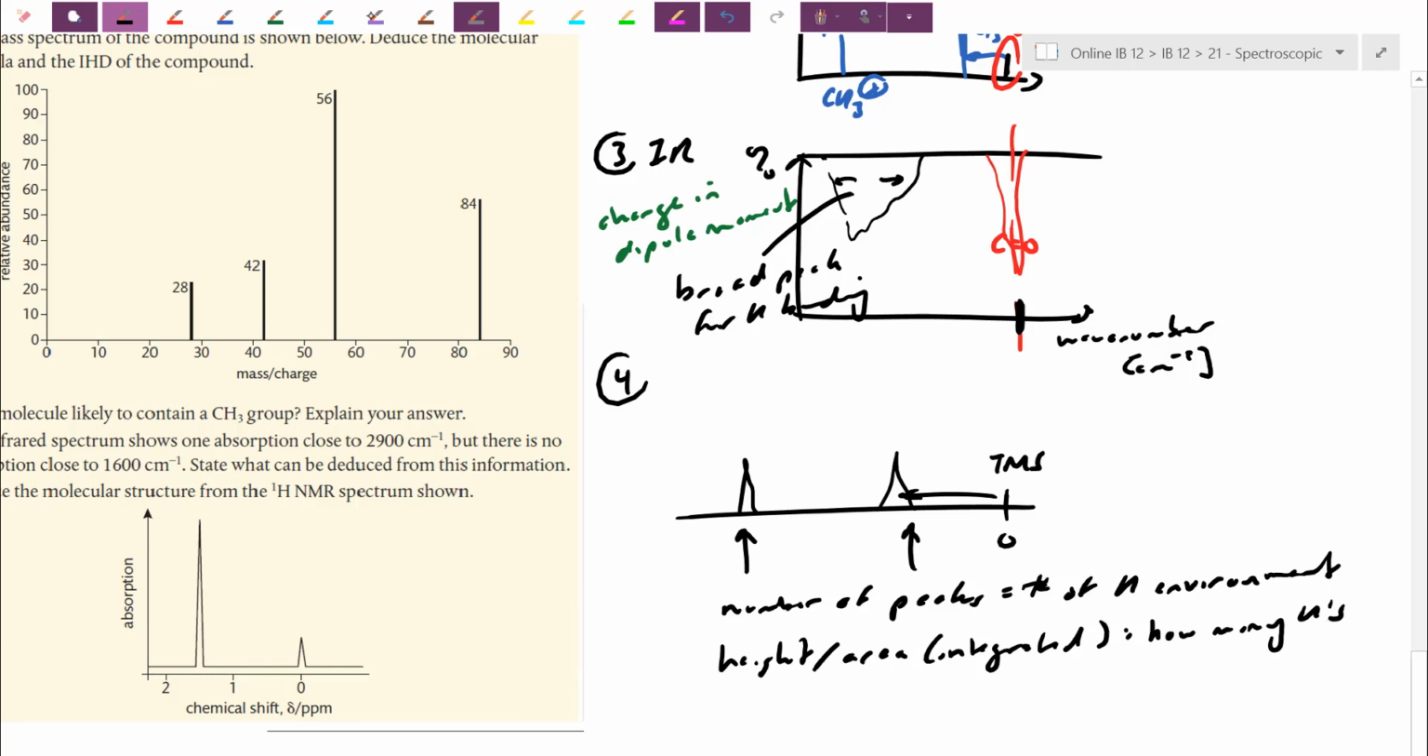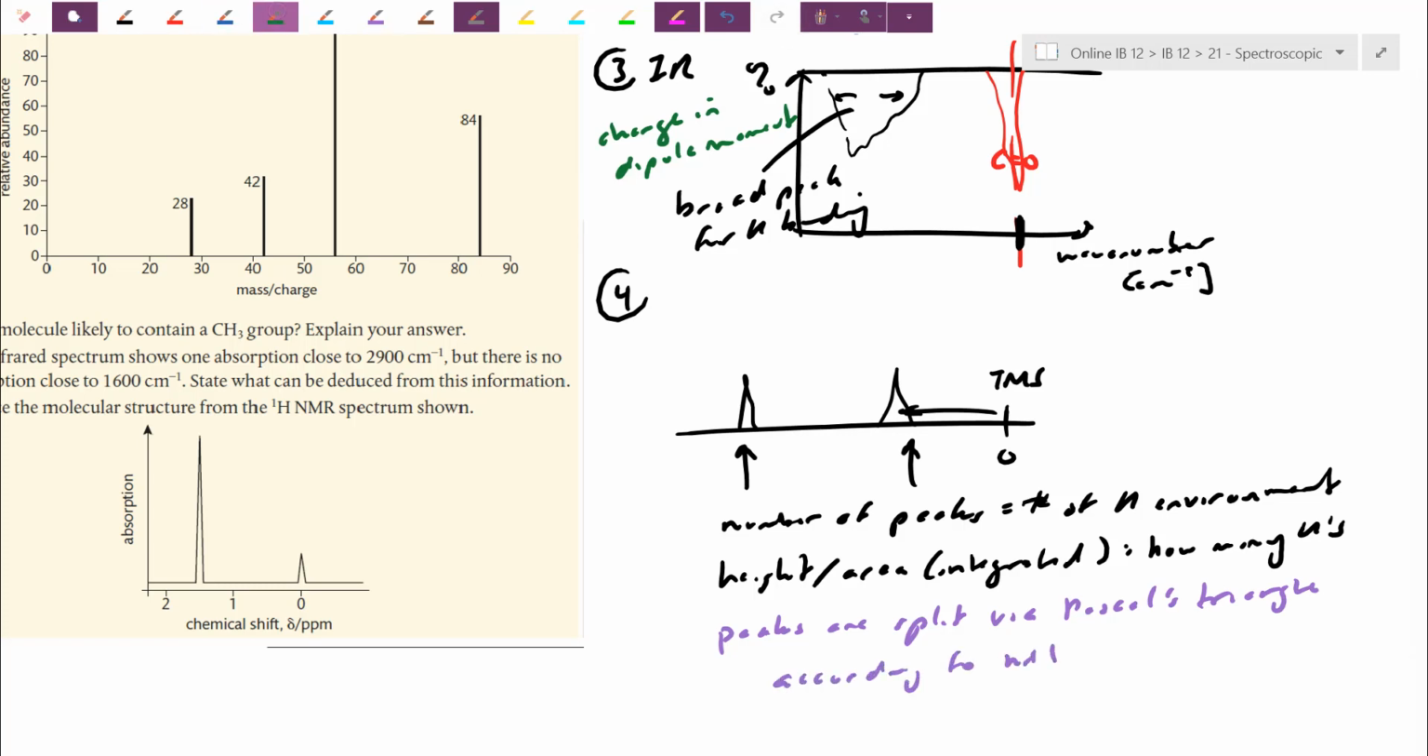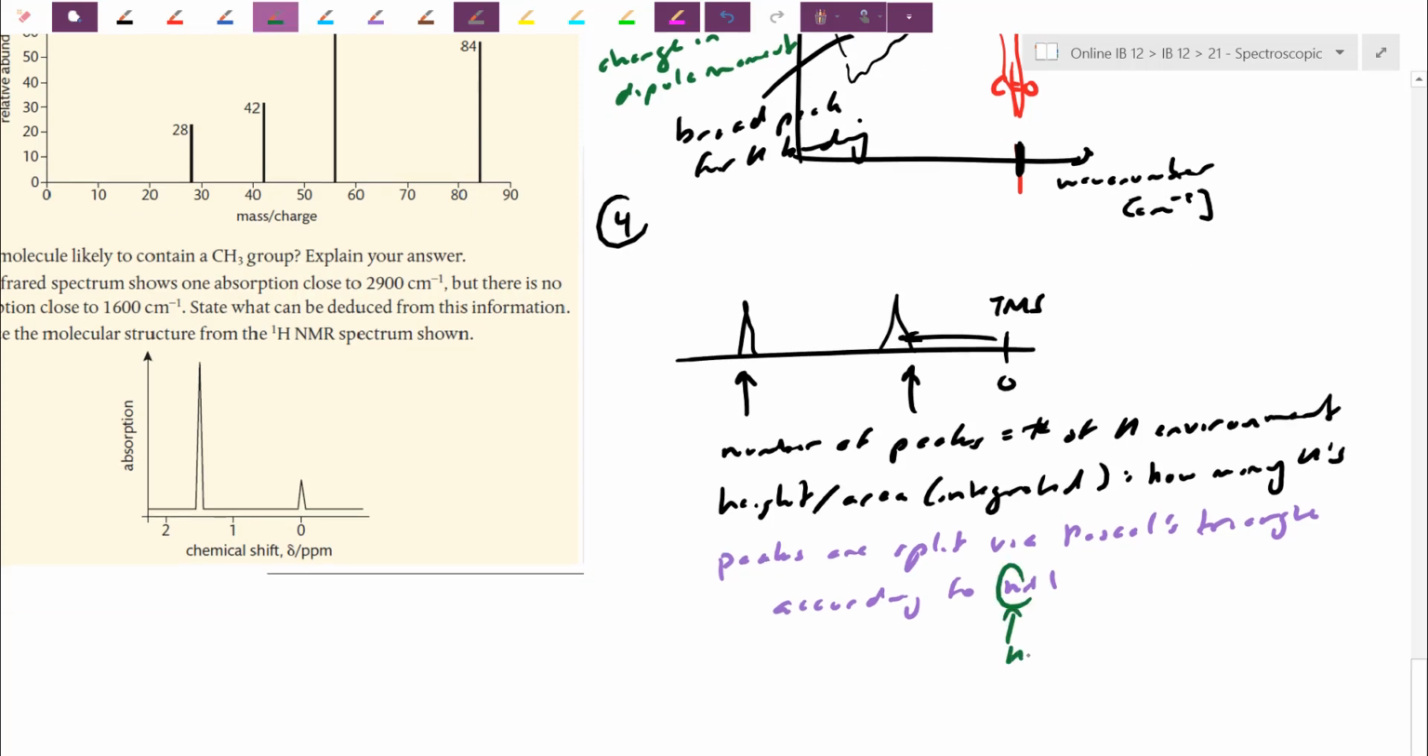And then for the splitting, peaks are split via Pascal's ratios, Pascal's triangle, according to n plus 1, where n is the H's on an adjacent atom. Depending on how it aligns, it can either help or harm the external magnetic field, causing splitting upwards of a quartet, or you just say complex splitting pattern.